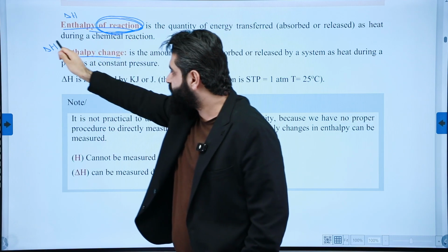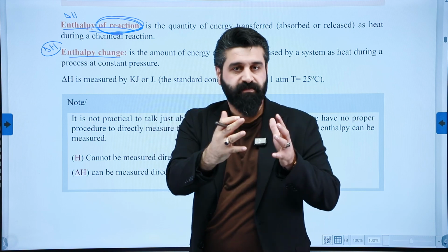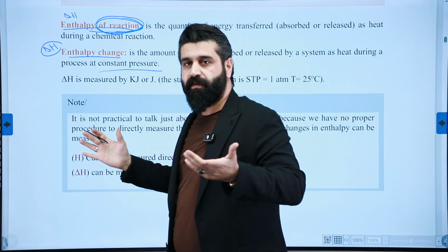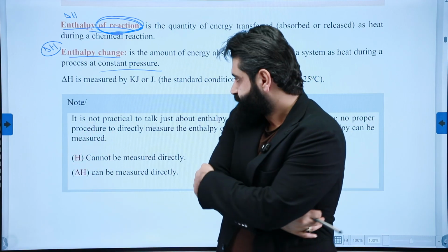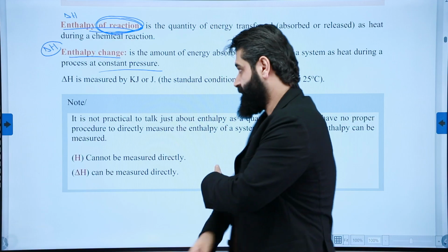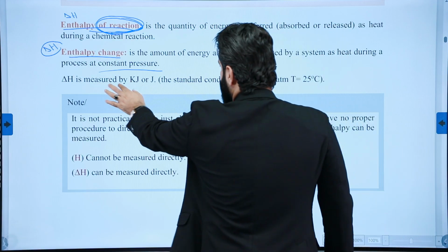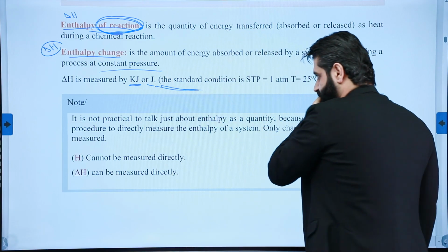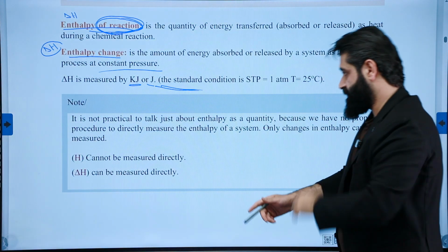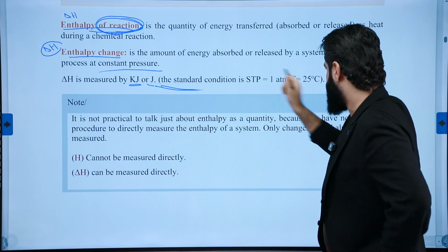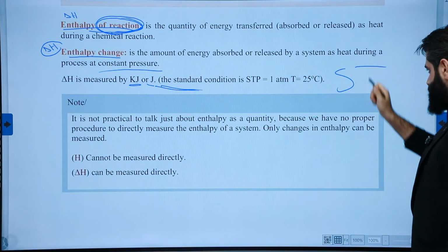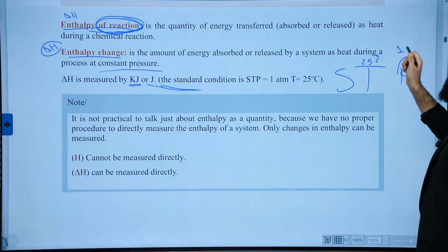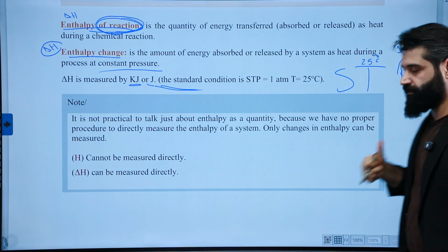But enthalpy change, delta H, is for any process. It's for any process at constant pressure. The process can be physical or chemical change. Good. Look, delta H is measured in kilojoule or joule based on the question. The standard condition, we call standard temperature, STP, which is 25 Celsius degree, and pressure, which is 1 atm. Good. Nice?